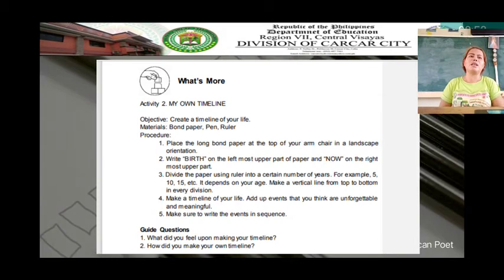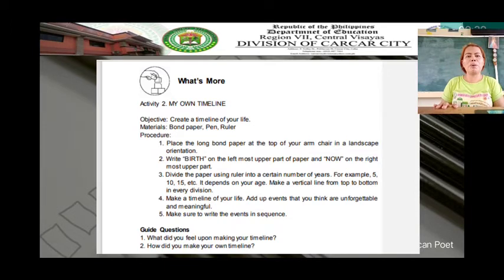Okay, let's have activity number 2. This is all about my own timeline. Now, I want you to create a timeline of your life. So prepare the materials like bond paper, pen, and ruler. Okay, so procedure number 1, place the long bond paper on top of your armchair in a landscape orientation. If you're using an armchair, of course, you're going to put the bond paper in a landscape orientation. And if you're using a table, of course, you can use the table.